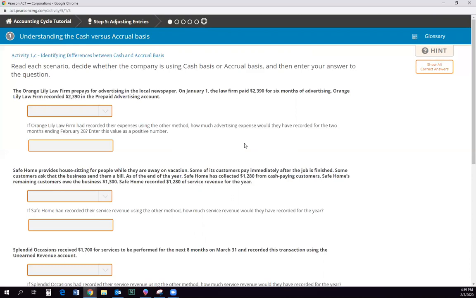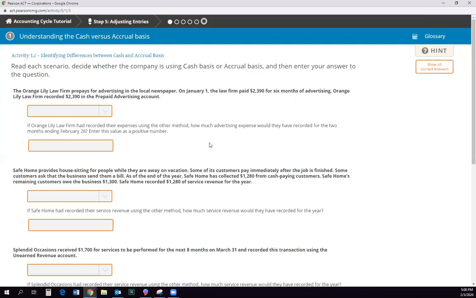Let's see. So we're supposed to figure out if they're using cash or accrual basis. So if they were using a cash basis, they would just call it all advertising expense, and that's it. But under an accrual basis, they would go ahead and use a prepaid advertising account, which is an asset which shows that we have a claim to advertising in the future. So we're going to say this is accrual basis. If Orange Lily Law Firm had recorded their expenses using the other method, how much advertising expense would they have recorded for the 2 months ending February 28th?